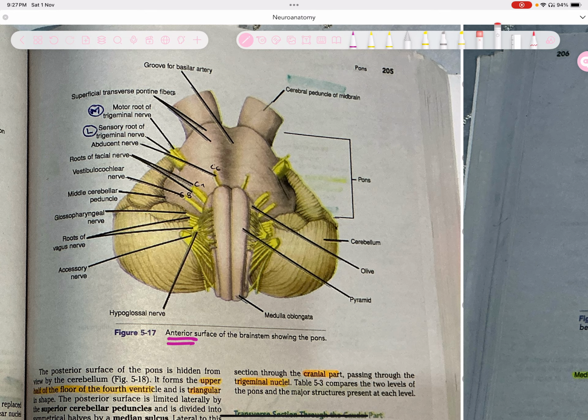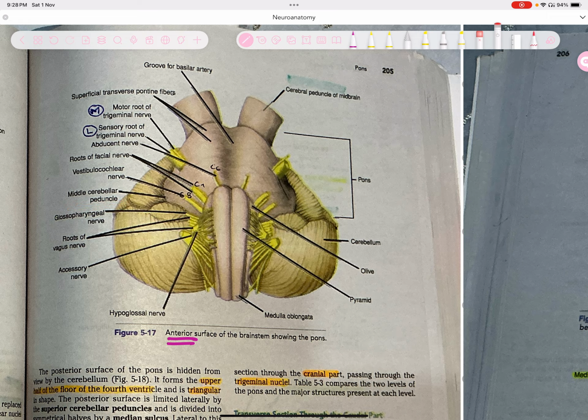And then, yes, we've covered the facial nerve and vestibulocochlear nerve, and I told you this is the abducens, facial, and then vestibulocochlear nerve. We've covered this. And here you can see the middle cerebellar peduncle. You need to be focusing on the middle cerebellar peduncle.